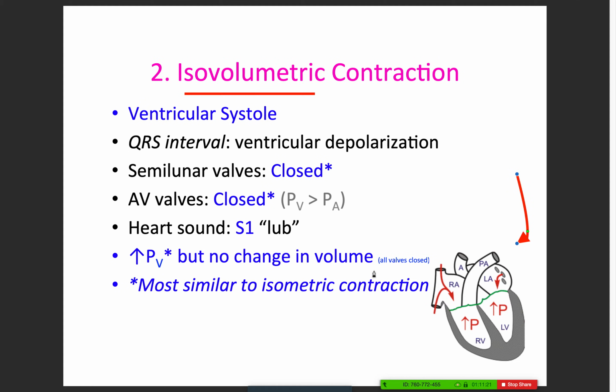Okay. On our EKG, this is our QRS complex as the ventricle starts to contract. And this is going to be where you hear that first heart sound, which is the sound of that mitral valve closing and the tricuspid valve closing. Okay. Excellent.